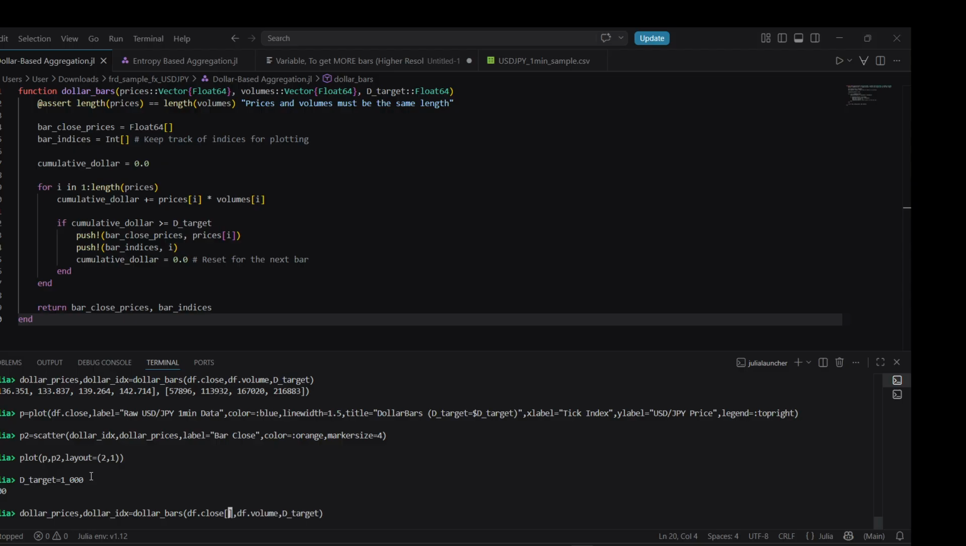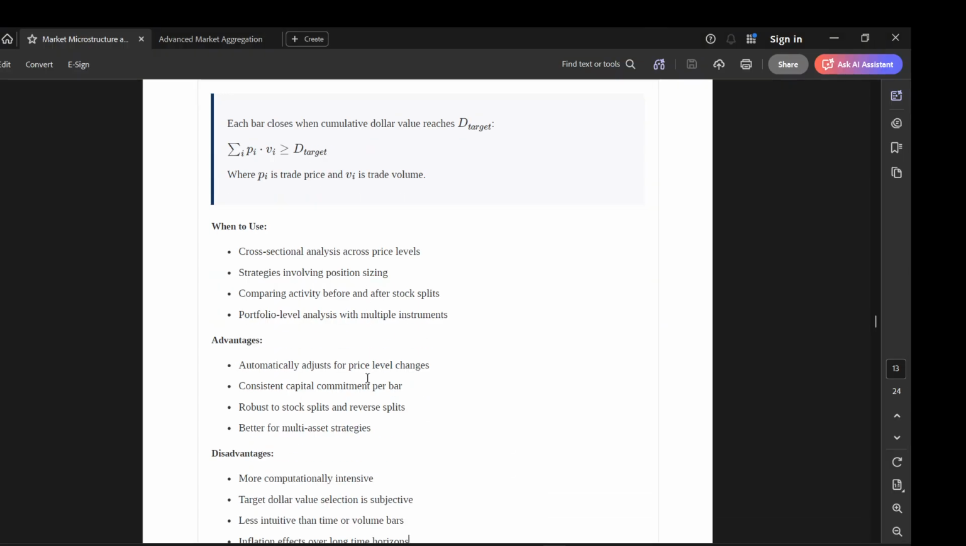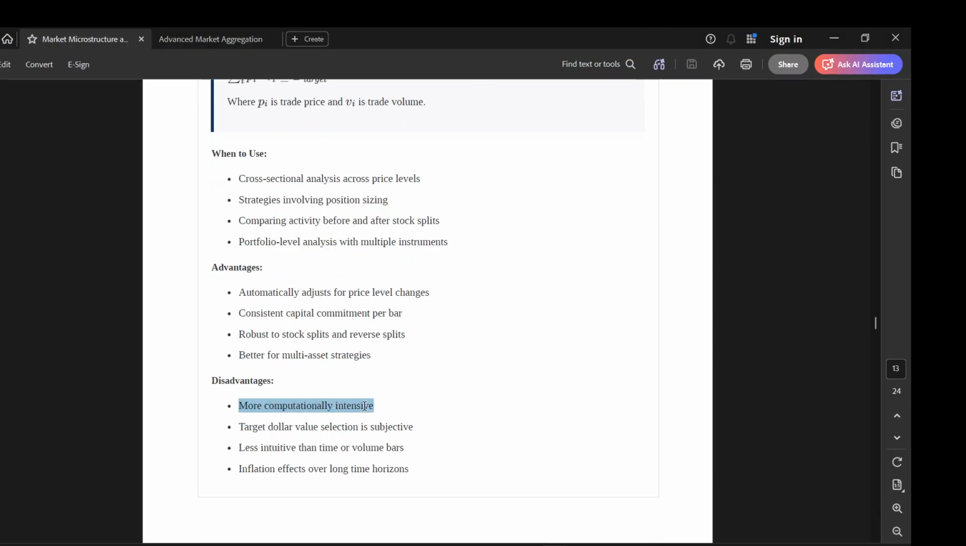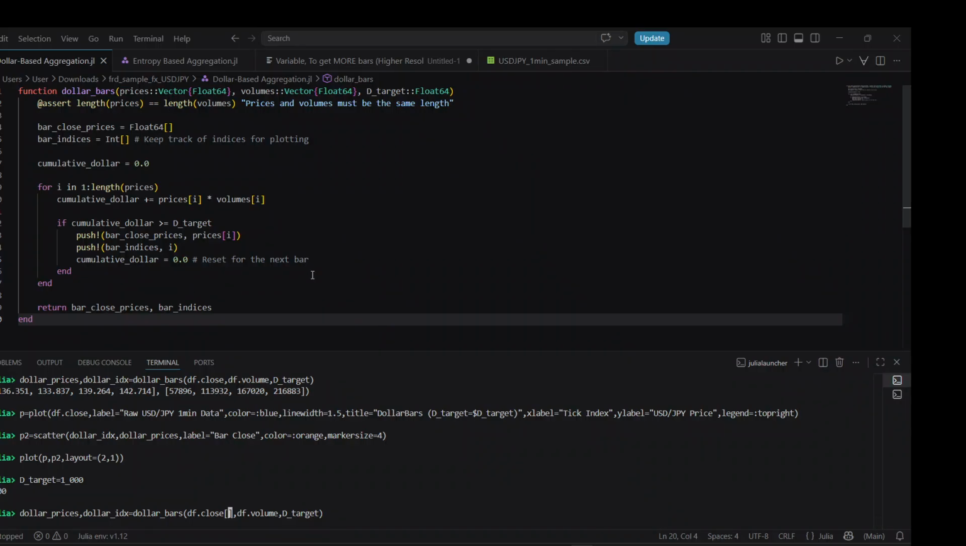And I'm not going to look at the entire data set because, as the disadvantages say, this aggregation is very computationally expensive. And my data set has hundreds of thousands of entries. So I'm not going to use the entire data set. I might use 600 indexes of that data set. Now, 1 to 600.